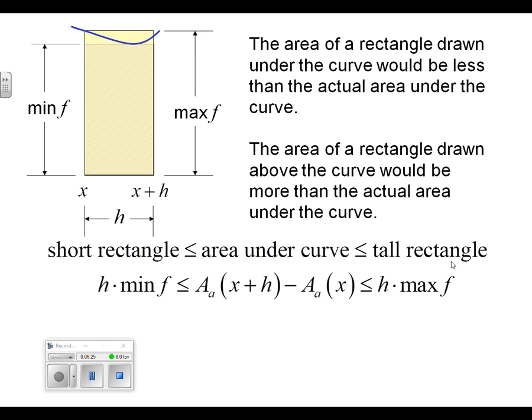All right, and here we're saying that if I multiply h by the height of the minimum rectangle, that's my small estimate area. h by the maximum height over here is the larger bound, and then the actual area is somewhere between there. See that? So it's smallest area, largest area, and the actual area is somewhere between those values.